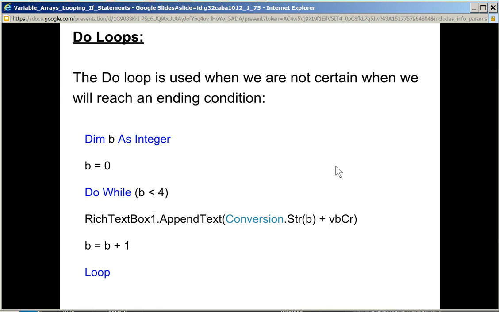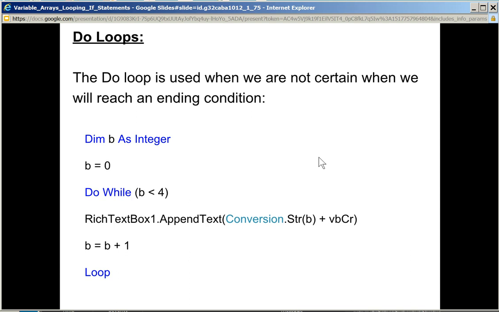The do loop. The do loop is used when you're not certain when you're going to reach an end condition. Maybe you're doing some kind of FEA routine where you're looking for convergence, something like that. That would be a prime opportunity to use a do loop.